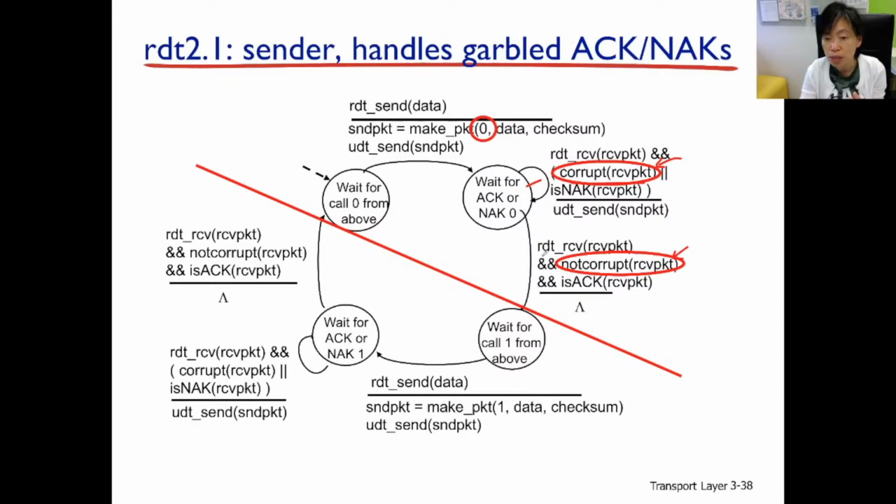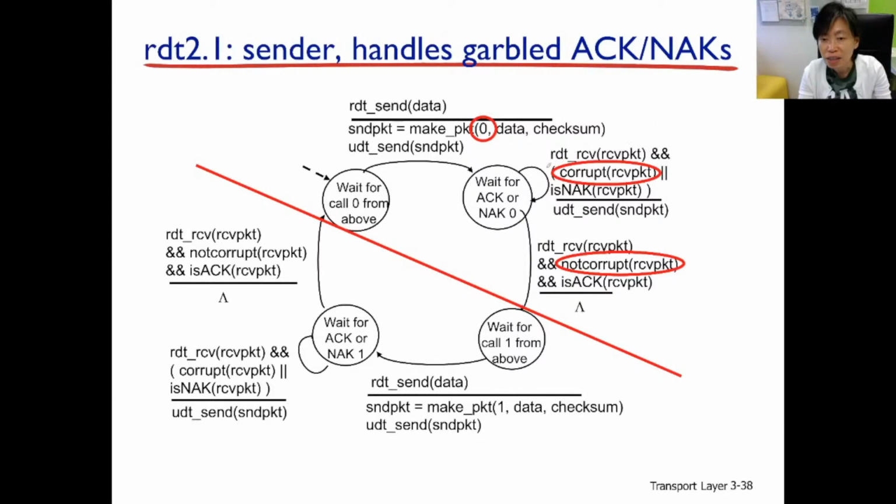So if we receive a feedback packet from the network layer, and we check that it's not corrupted, everything is fine. And that packet is a positive feedback. That means what? Transmission of packet 0, perfect. So we do nothing and then we move on to wait for call from above again. All right, so this transition here is straightforward.